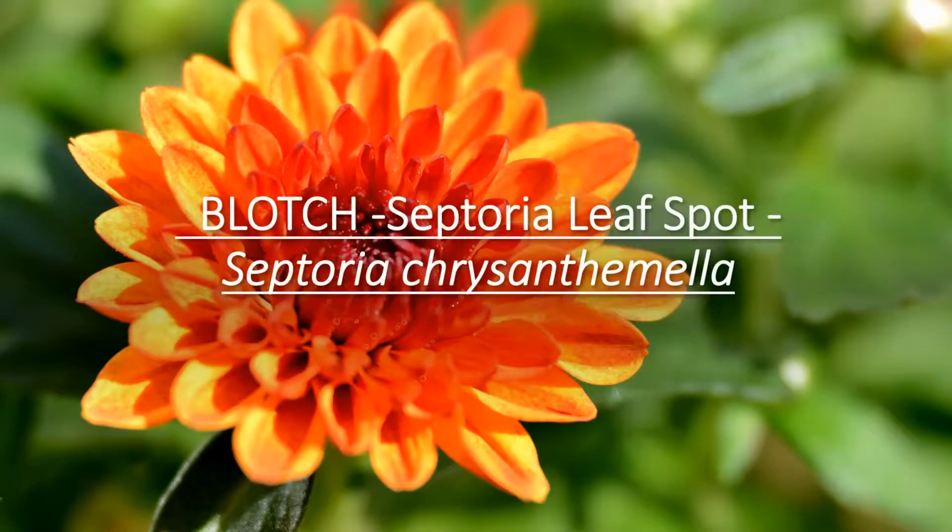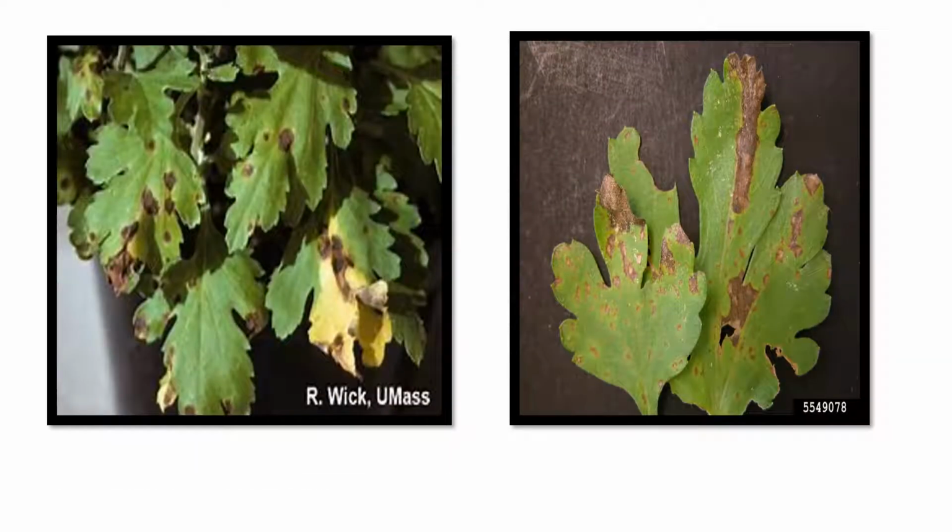So the first disease we have is the blotch disease, that is Septoria leaf spot, caused by Septoria chrysanthemella. The symptoms of this disease include blackish to brown circular to irregular spots on the leaves, which later coalesce to form larger patches covering major portions of the leaf. The patches are sometimes surrounded by chlorotic halos. Later the centers turn greyish and the leaves remain small in size. The dead leaves hang on the stem for some time.